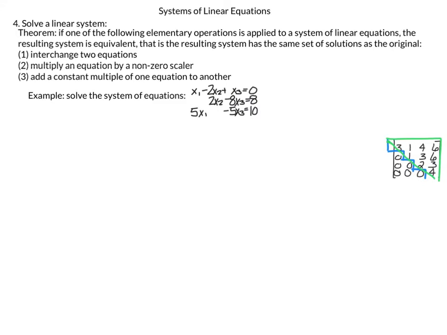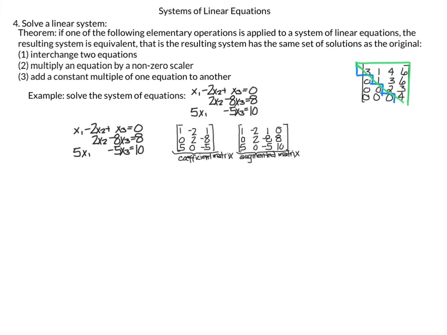Our first example is to solve the system of equations x1 minus 2x2 plus x3 equals 0, 2x2 minus 8x3 equals 8, and 5x1 minus 5x3 equals 10. And I wrote our elementary row operations here that'll allow us to get equivalent systems of linear equations. And the first thing I do, I've written my coefficient matrix, but I am going to be working with my augmented matrix here. So the rows are 1, negative 2, 1, 0; 0, 2, negative 8, 8; and 5, 0, negative 5, 10.